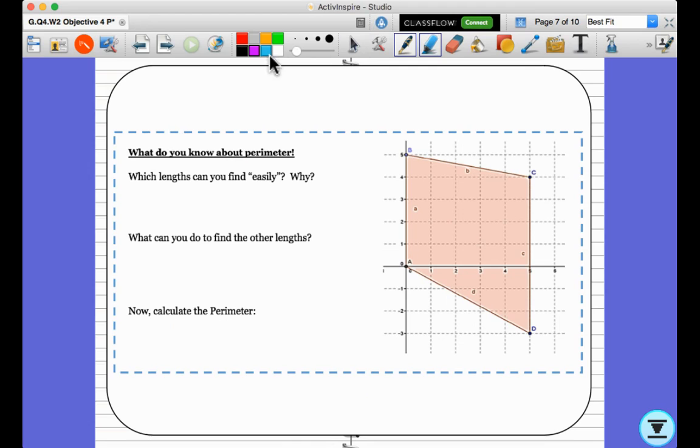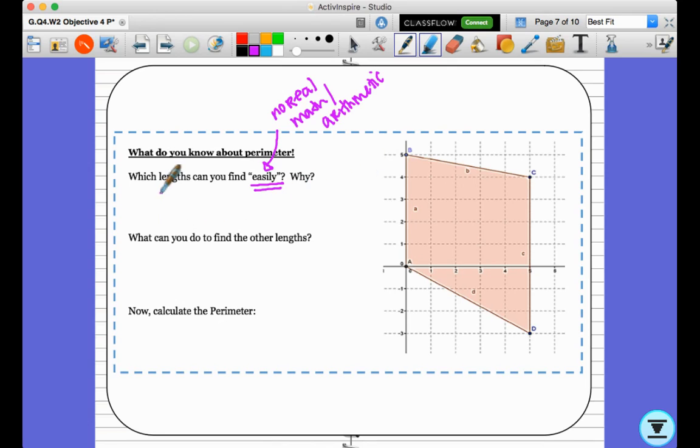So let's transition a little bit now that we've looked at some different ways to find area on a grid to finding perimeter. Let's transition back to this. So my first question for you with this is, which lengths can you find easily and why? And maybe what do I mean by easily? Right? I really mean with no real math. Or no arithmetic.